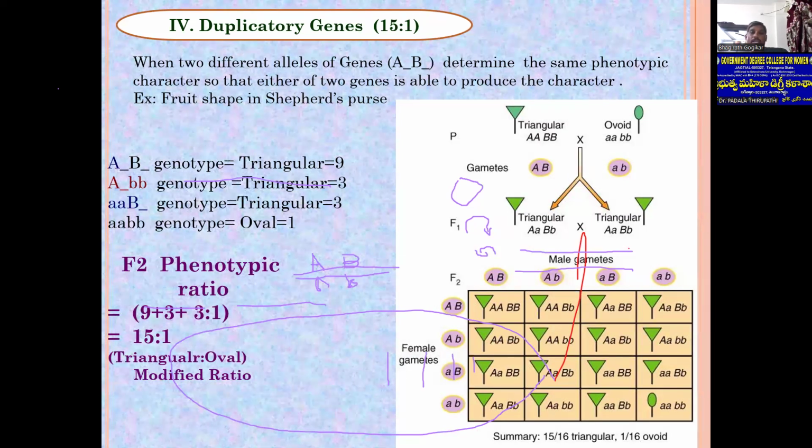A gene individually expresses the same character. B gene individually expresses the same character. A and B, both the genes collectively express the same character. That's why this is called duplicatory genes.